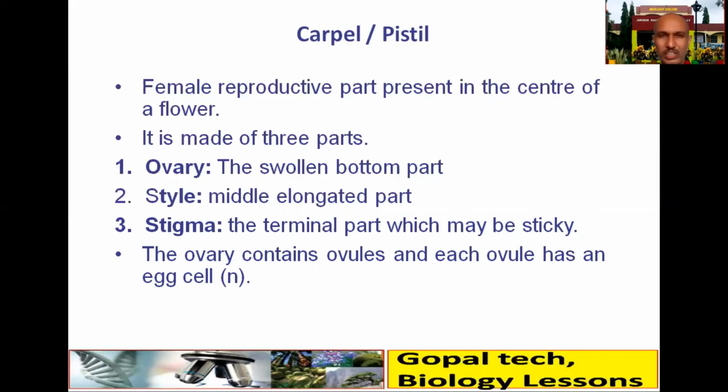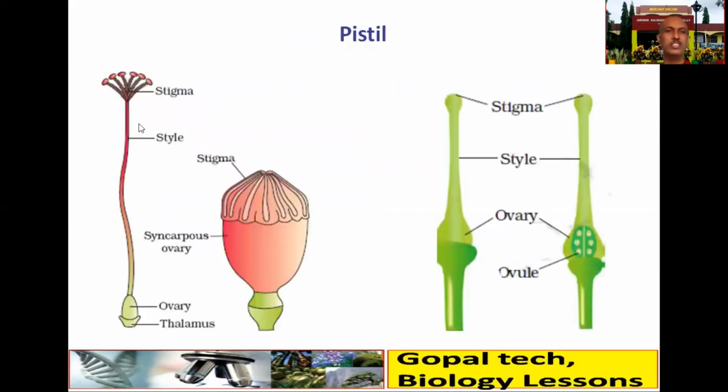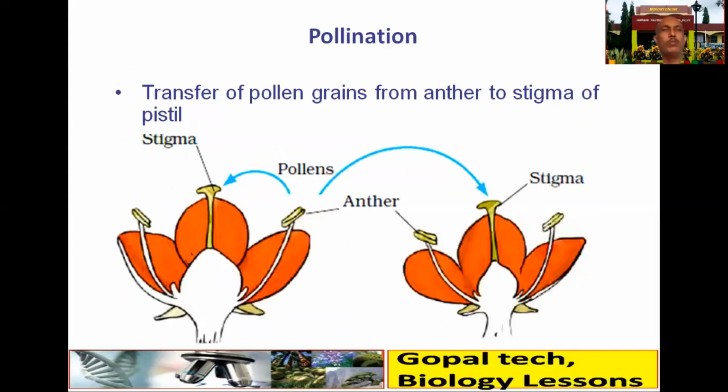और ओवल कंटेन वन एग सेल, और बाकी के वो सेल्स होते वो हम देखेंगे. See, this is pistil of China rose, ये भी आप ऐसा देख सकते हैं, या you can draw any one of this diagram. Now pollination, what is pollination?